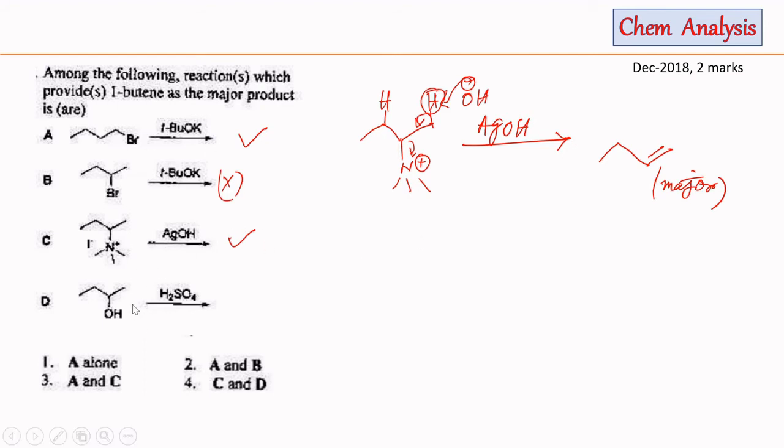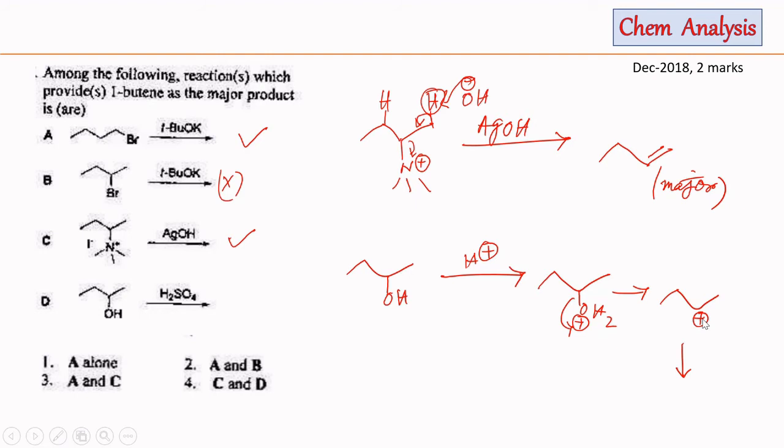And for the last case, if this secondary hydroxyl is treated with an acid, first it will protonate this OH group to OH2 plus. Now there will be liberation of water and formation of a carbocation here, and it will lead to the formation of the more substituted, thermodynamically more stable 2-butene as a major product, and along with that there will also be formation of 1-butene, which will be the minor product, and 2-butene will be the major product.